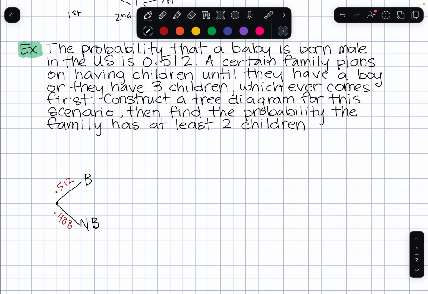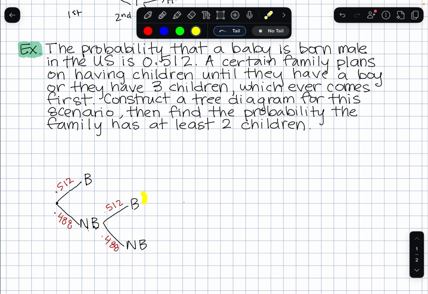And I look back at that family planning and it says, have a boy or have 3 children, whichever comes first. If they have a boy, they stop. That's an endpoint in my tree. If they didn't have a boy, they're going to have another child. So from this first birth, the not boy could be a boy or a not boy. And I know for this birth, those probabilities are the same. Probability for a boy is 0.512. Probability for not boy is 0.488.